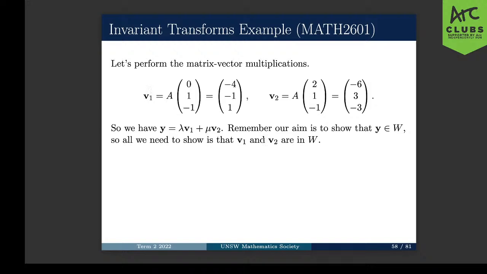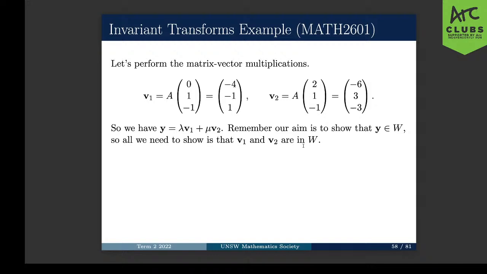So to prove that we have an invariant subspace here, we have to show that y ends up back in W. And so all we need to show is that v1 and v2 are in W. Because if we do that, then v1 and v2 are in the span of these two vectors, the basis vectors in the span definition of W. And y would be a linear combination of those vectors in that span, so that has to be in the span again. Yes, so that's all we need to do. We need to show that v1 and v2 are in W.